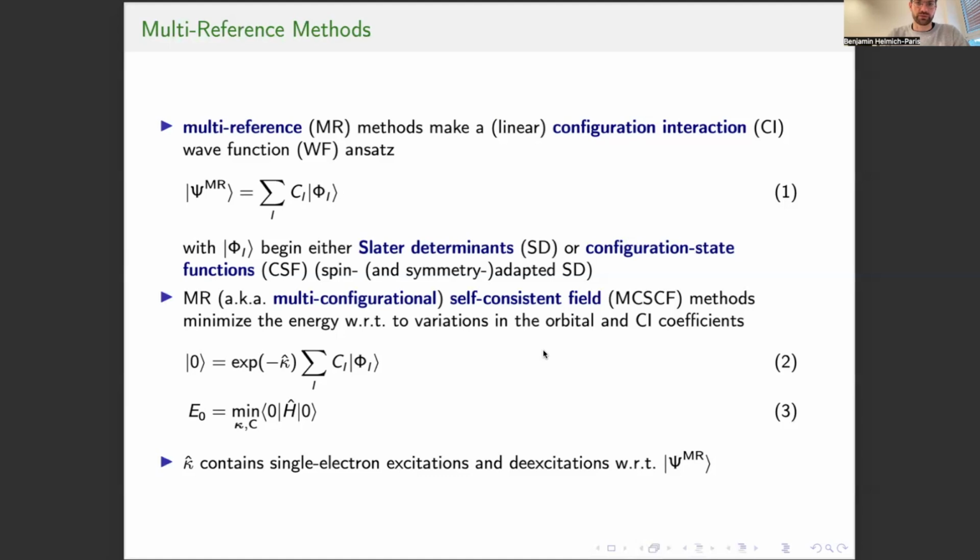Each multi-reference method makes a configuration interaction wave function ansatz. So we do a linear expansion of our wave function in terms of many Slater determinants or configuration state functions, which are spin adapted, or spin and even symmetry adapted, Slater determinants. The simplest multi-reference method is the multi-configurational self-consistent field method, for which we minimize the energy with respect to rotations in the orbitals and CI coefficients. In addition to this linear CI ansatz, we also have this orbital rotation operator that helps us find the optimal orbitals.